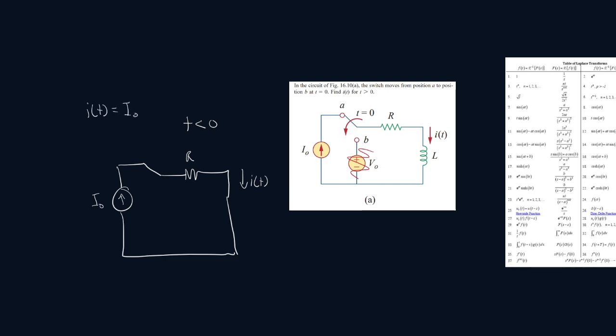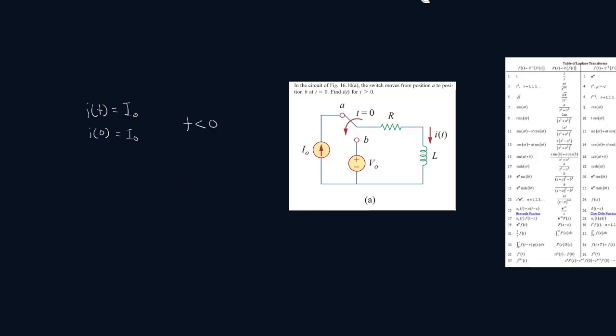And since current passing through an inductor can't change instantaneously, when we flip the switch to the other pivot B, that means the second t is equal to 0, it's still equal to I of O. So our initial condition is equal to I of O. Now let's focus on the circuit when t is greater than 0.